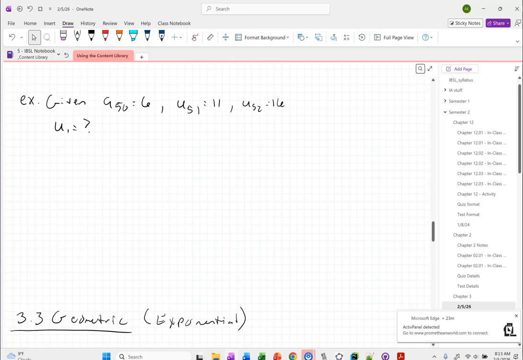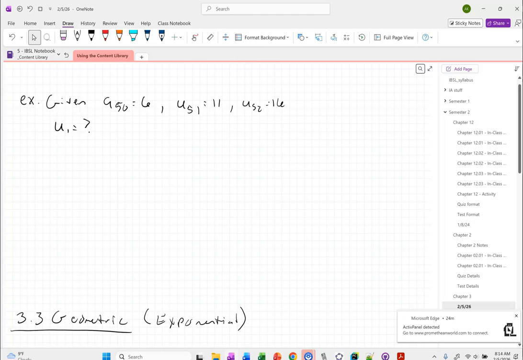So here, we're given 3 consecutive terms: the 50th term, which is 6, the 51st term, which is 11, the 52nd term, which is 16, and we're asked to find the first term. I don't know why they gave us 3 terms here. You can do this with 2.